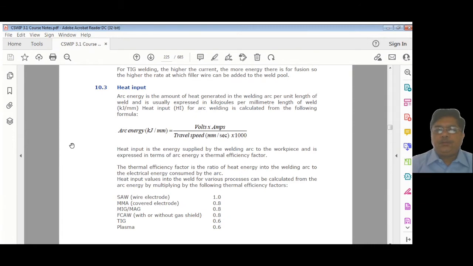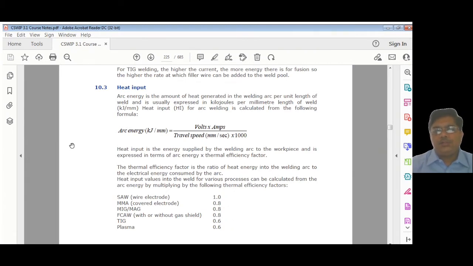Heat input for arc welding is calculated from the following formula: arc energy in kilojoules per millimeter is equal to volts times amperage divided by travel speed in millimeters per second, divided by 1000. That is the whole formula based on which we will derive the arc energy. Why do we need to find the heat input? Because in welding it is very important that the heat input should not go beyond the specified parameters. Otherwise, there will be a lot of issues with the welding.